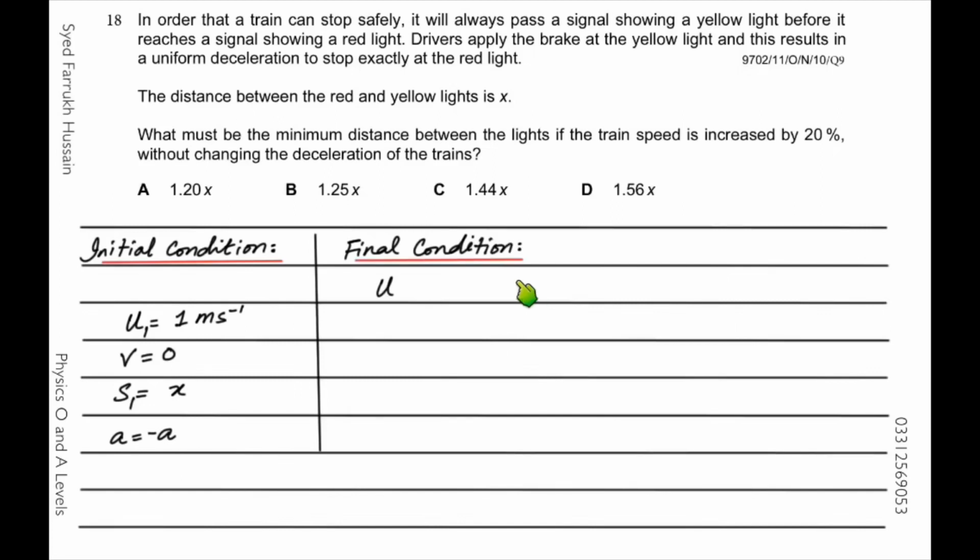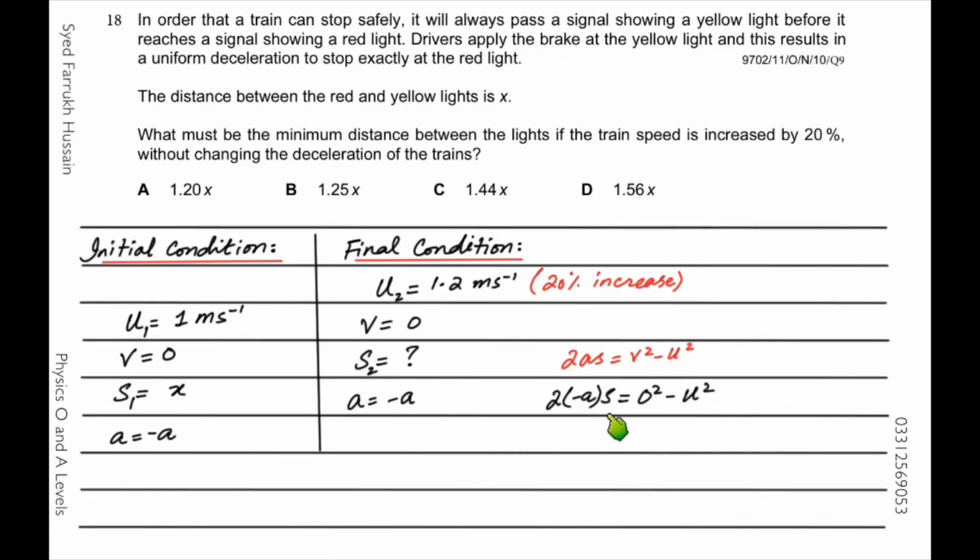Now for the final condition, the initial speed is 20% more than the previous one. I took 1 meter per second initially, so I am taking 1.2, which is 20% more than the initial condition. Final speed is 0. S2 is unknown and a is minus a. Now by the equation 2as is equal to v square minus u square, 2 times minus a because it is deceleration, 0 minus u square. So I am making a the subject because a is constant in the two journeys, initial and final condition.